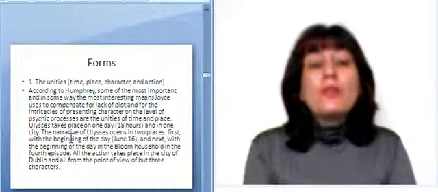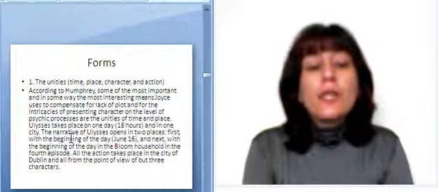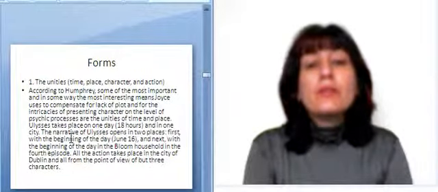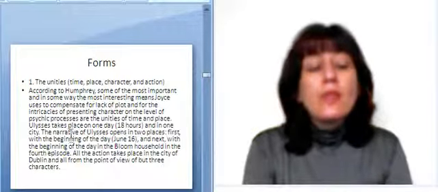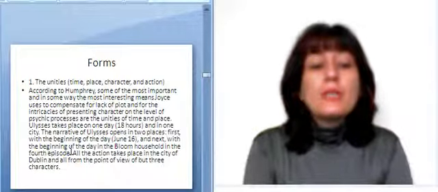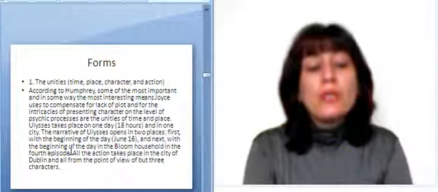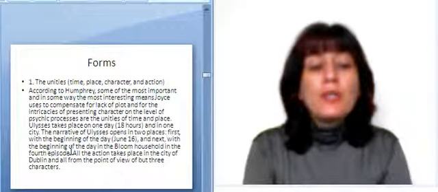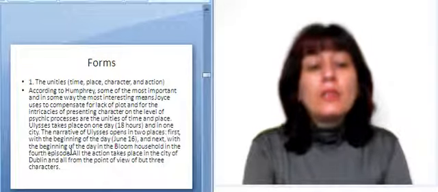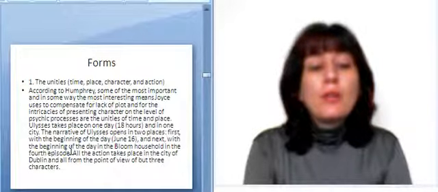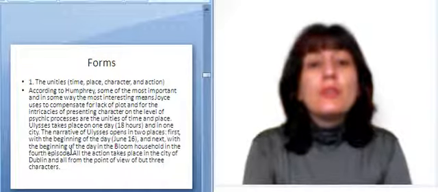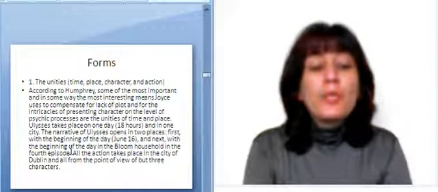The unities of time, place, character, and action. According to Robert Humphrey, some of the most important and in some way the most interesting means James Joyce uses to compensate for lack of plot and for the intricacies of presenting character on the level of psychic processes are the unities of time and place.